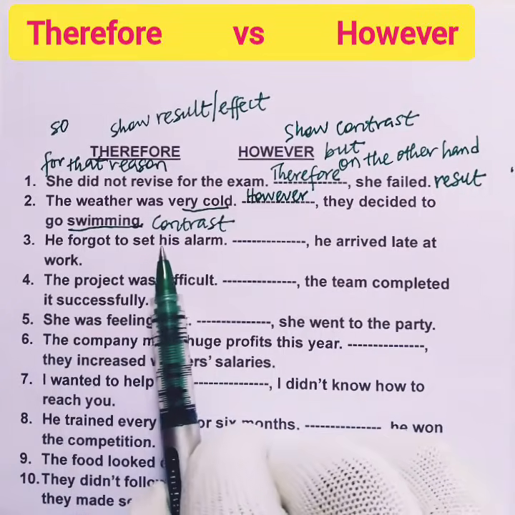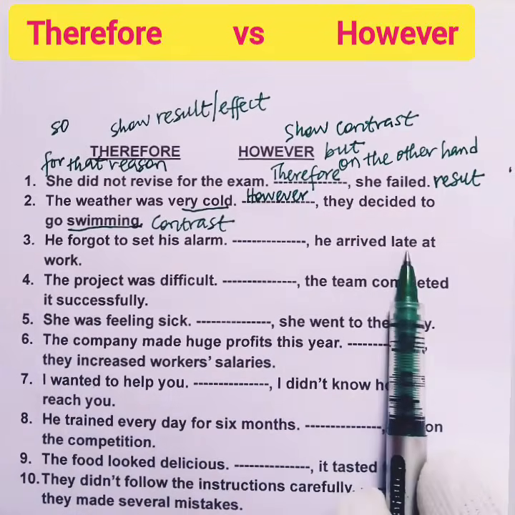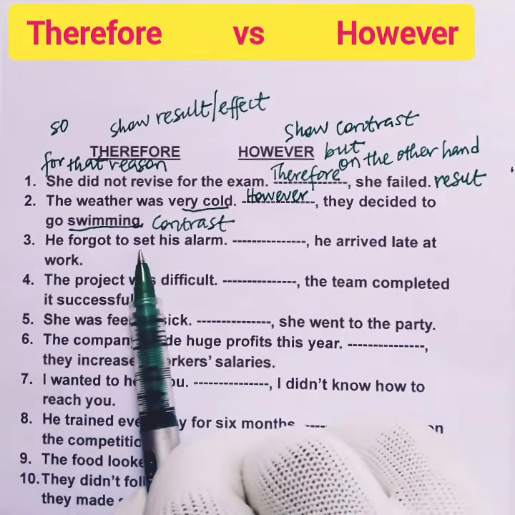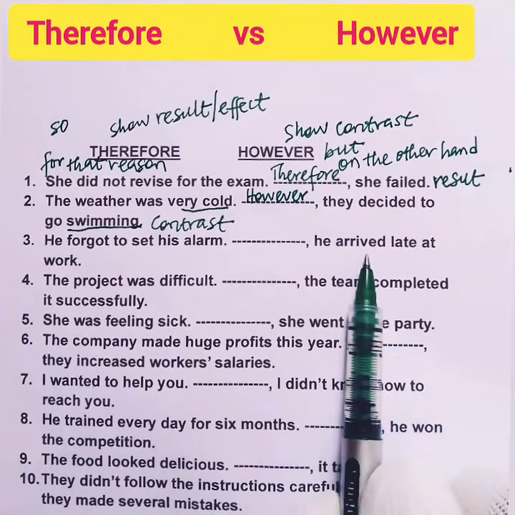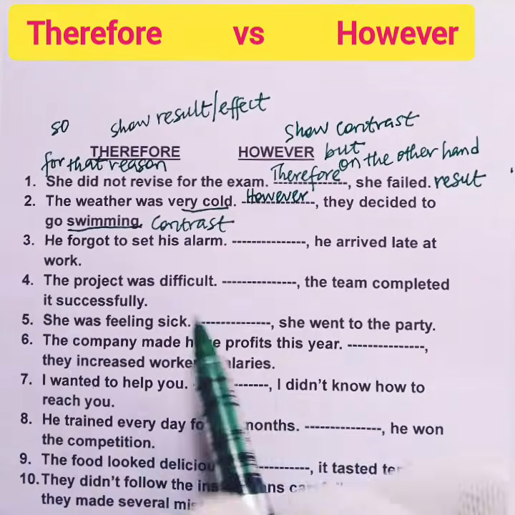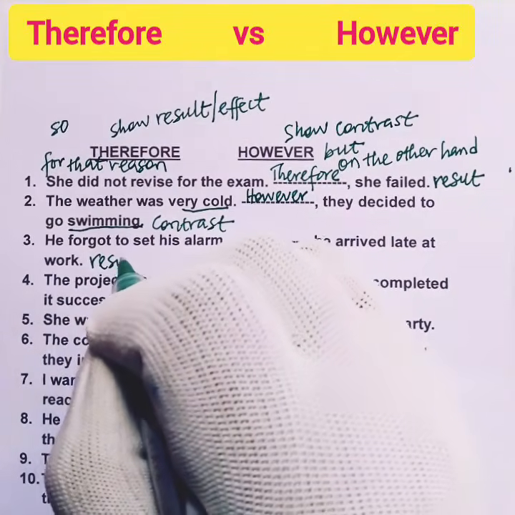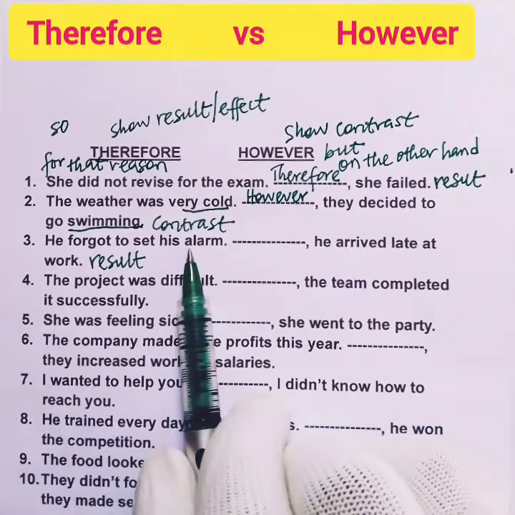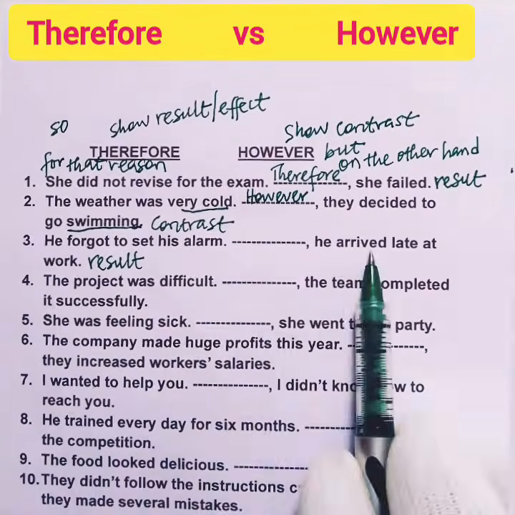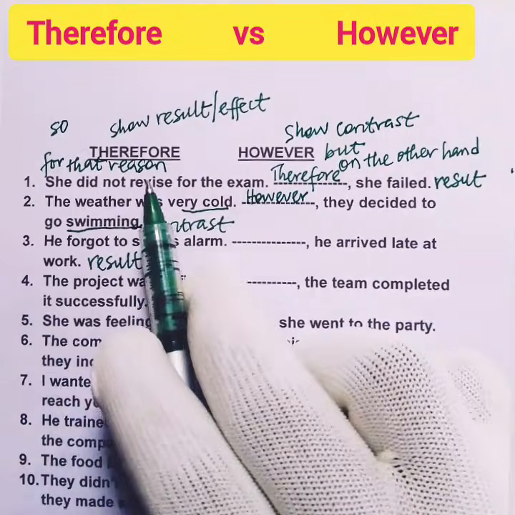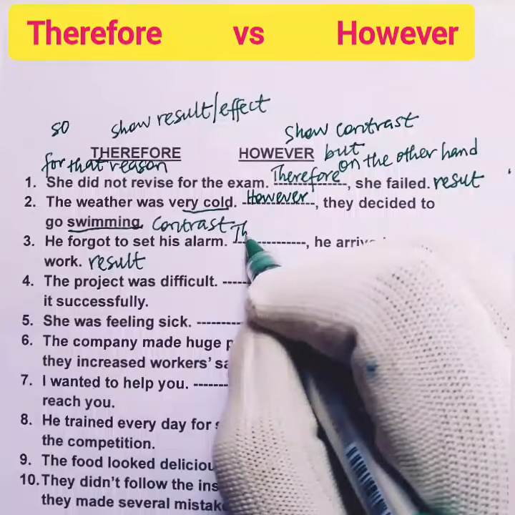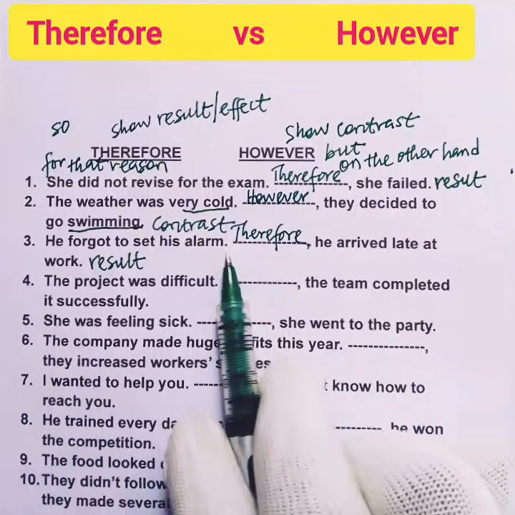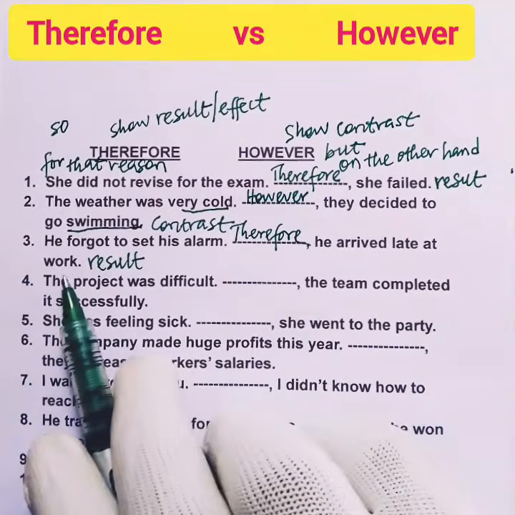3. He forgot to set his alarm. Blank. He arrived late at work. Here, the first sentence talks about setting alarm, and the second sentence talks about going to work late. So this is result. The second sentence gives result of what happened in the first one. Not setting alarm resulted to going to work late. So the correct word to use is therefore. He forgot to set his alarm, therefore he arrived late at work.